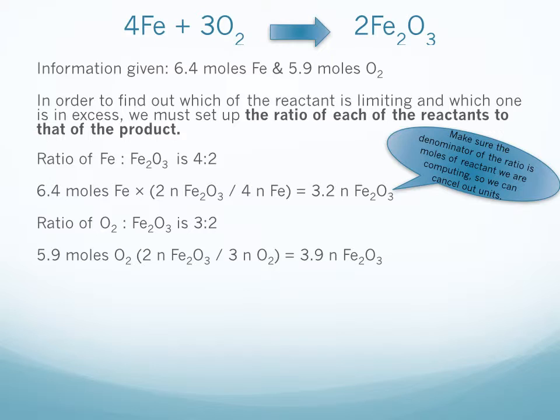So when setting up this ratio, we have to remember to make sure that the denominator of the ratio is the moles of the reactant that we're computing for, so that we can cancel out the common units, and as a result, we're going to get moles of iron oxide that is going to be produced when that reactant is fully used up. So in the case of iron to iron oxide, the ratio is going to be 4:2, because for every 4 moles of iron that we use, we're going to produce 2 moles of iron oxide.